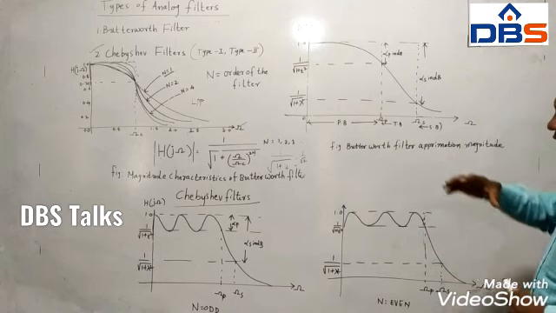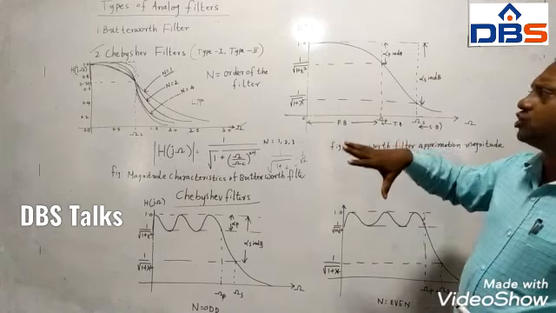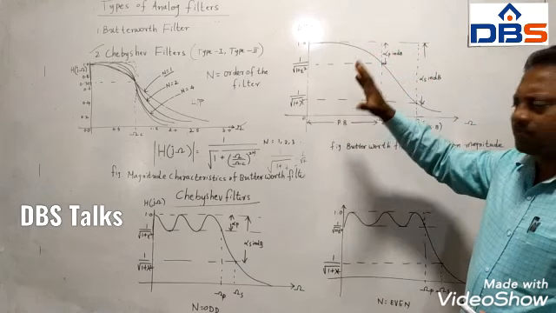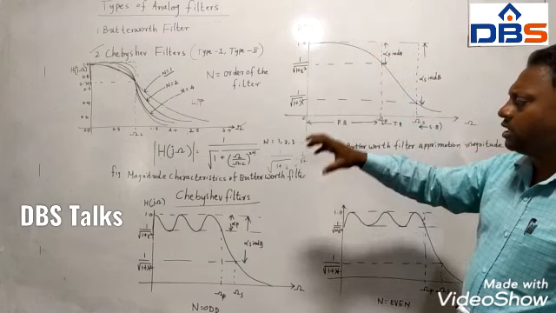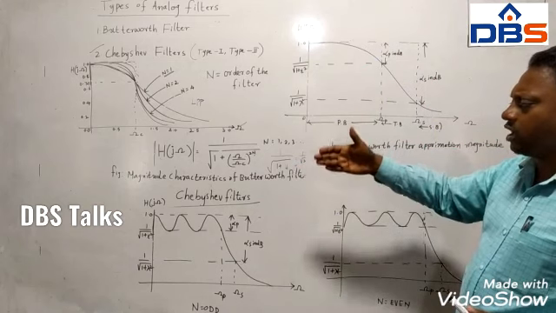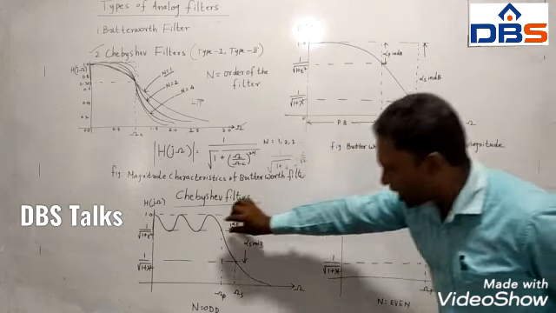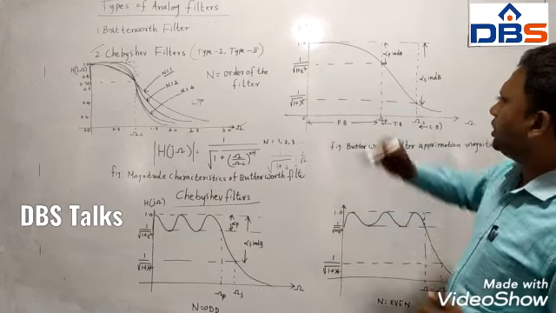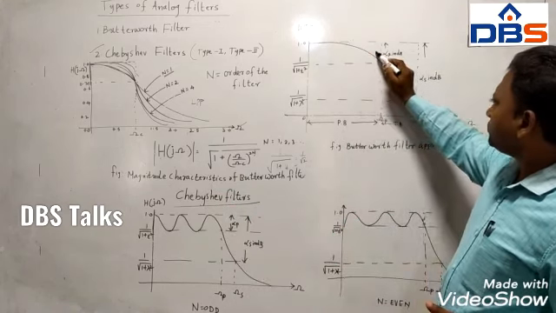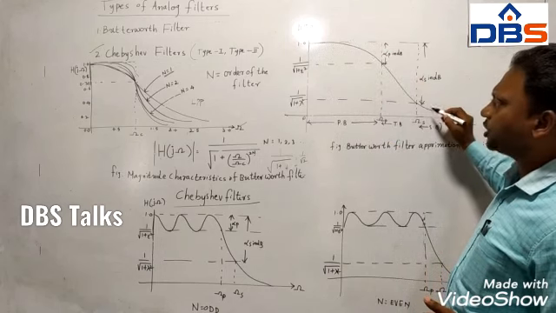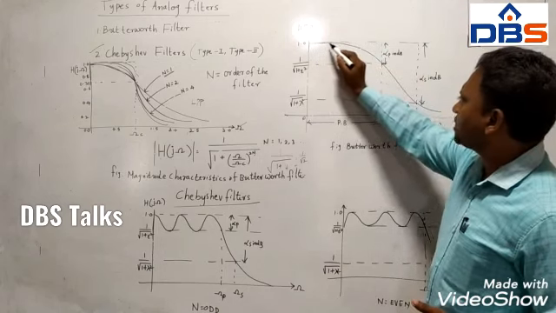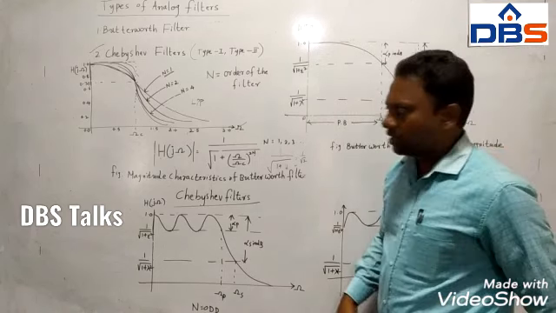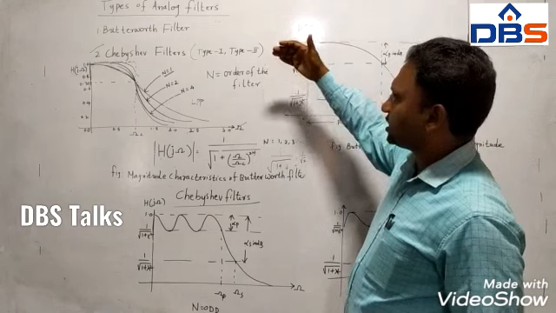Therefore, that is a major difference from the magnitude response of the Butterworth filter. We don't have any ripples in the Butterworth filter, whereas in the Chebyshev filter, the magnitude response in the passband has ripples. These are called passband ripples. In the magnitude response of Butterworth filters, the magnitude response is a monotonic decreasing function. Okay, that is the basic difference between Butterworth filters and Chebyshev filters.